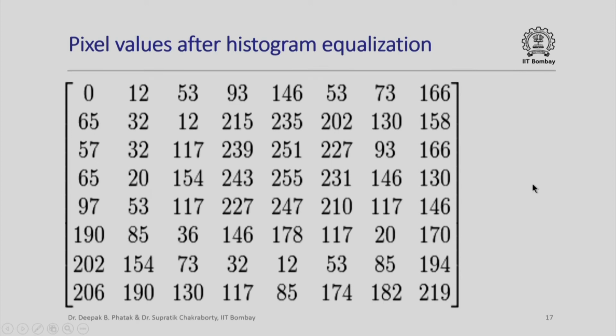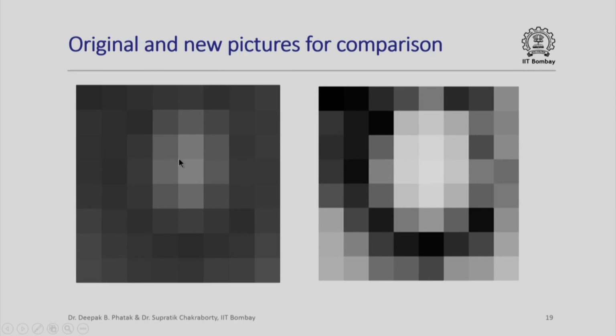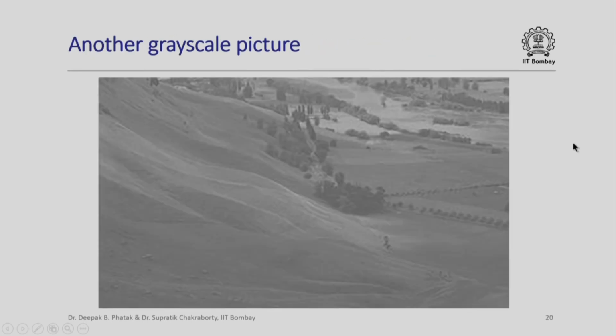To see how effective this technique is, let us look at the contrast enhancement that we get. Don't you see that this image looks much better in contrast? Let us compare these two images. This was the original image, this is the new image. Observe that we have simply implemented a computational procedure by representing the image in a matrix and by doing the histogram equalization.